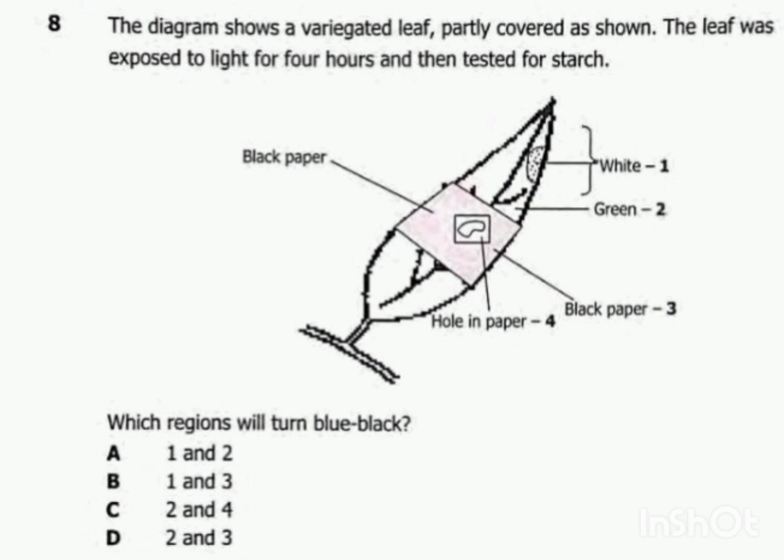So when you test these parts for starch, you're going to have a positive result, which is blue-black. So in this case, the regions which are going to turn blue-black are 2 and 4. 2 and 4. So the correct answer for this particular question is C, 2 and 4.